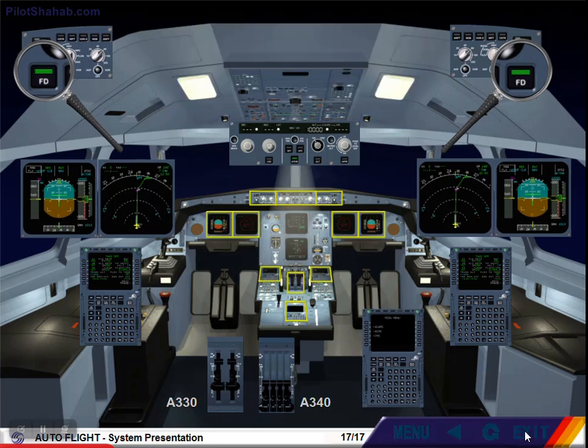You have just seen an overall presentation of the autoflight system. In the next modules, we will review each component in greater detail.